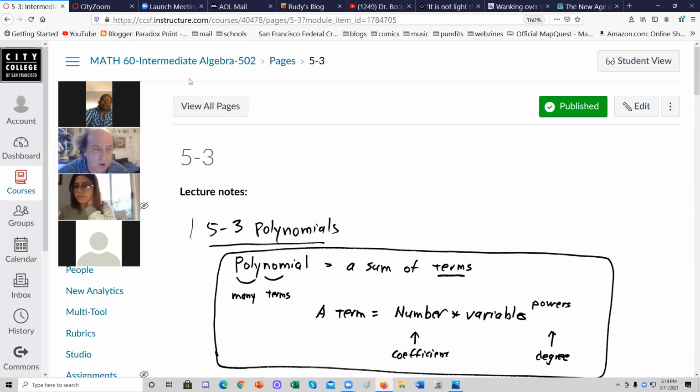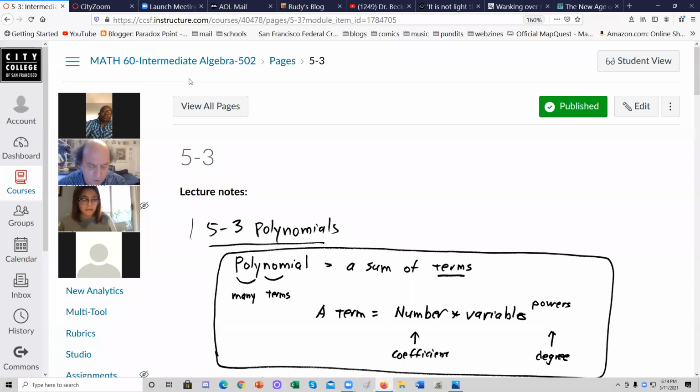For today, we're going to be doing polynomials. Sections 7.5.3 and 5.4: polynomials, defining them and adding them, and 5.4, multiplying polynomials.